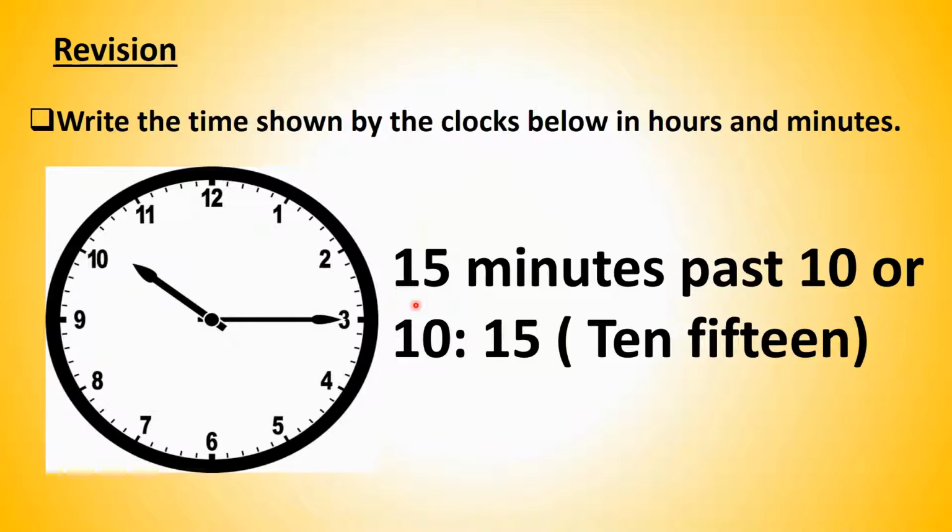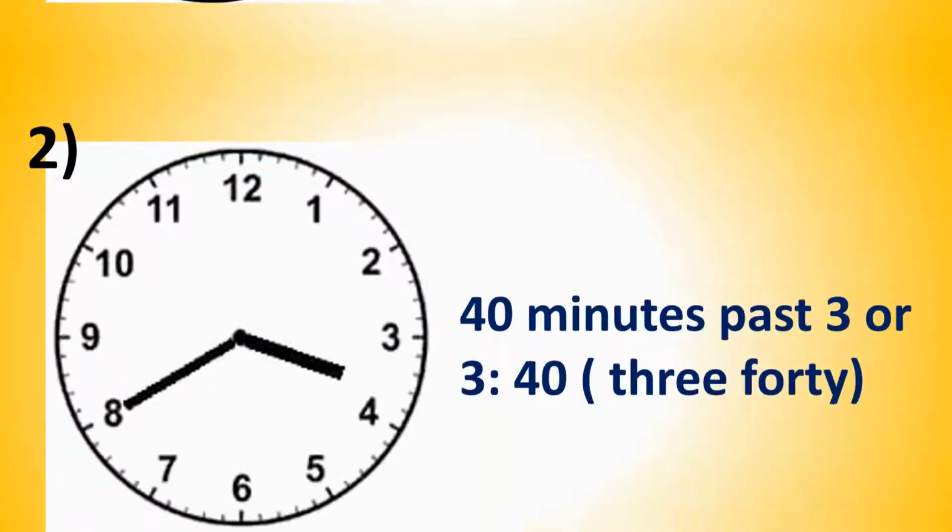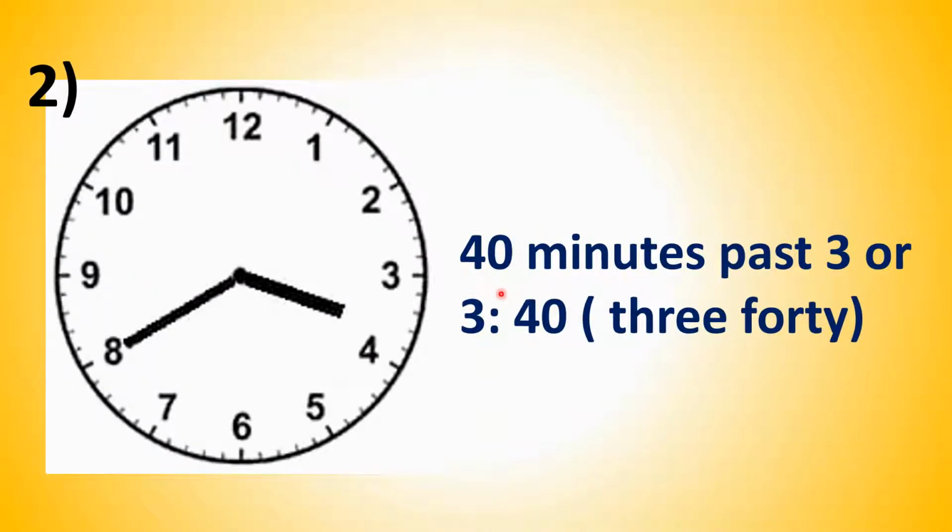See here, write the time shown by the clocks below in hours and minutes. The minute hand is at 3 and the hour hand is between 10 and 11. The time is 15 minutes past 10. Now see second example. The minute hand is at 8 and the hour hand is between 3 and 4. The time is 40 minutes past 3.